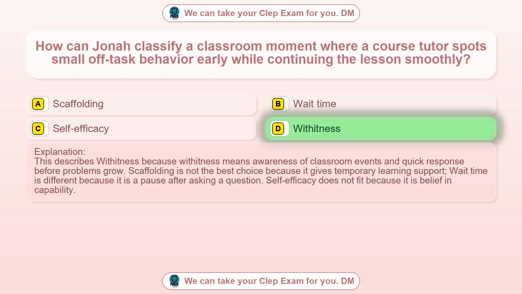This describes withitness because withitness means awareness of classroom events and quick response before problems grow. Scaffolding is not the best choice because it gives temporary learning support. Wait time is different because it is a pause after asking a question. Self-efficacy does not fit because it is belief in capability.